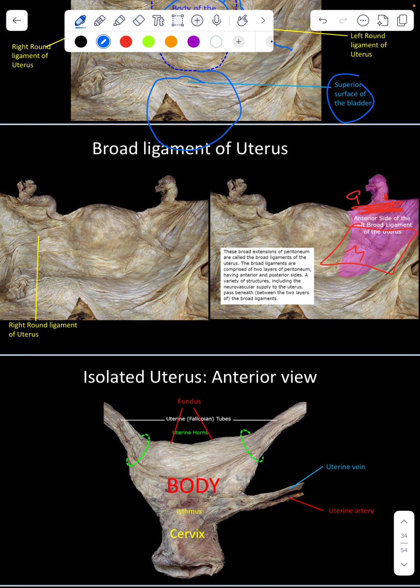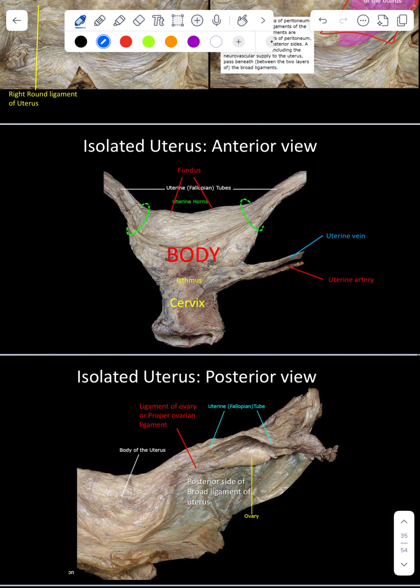Okay, broad ligament. For the uterus, the broad ligament is three parts, and they're all mesos. Mesosalpinx, mesometrium, and mesovarium. Let me see if there's a better picture.